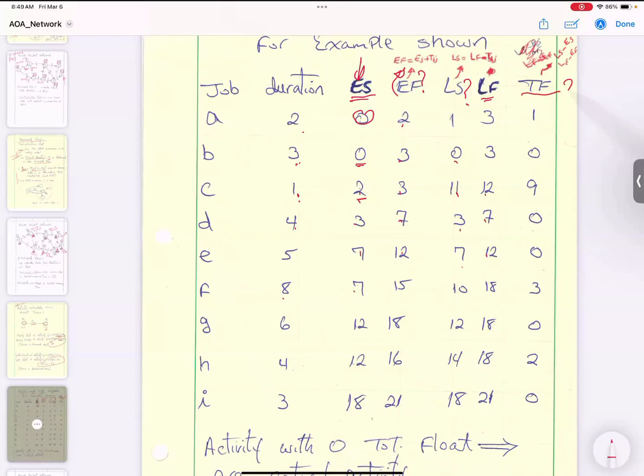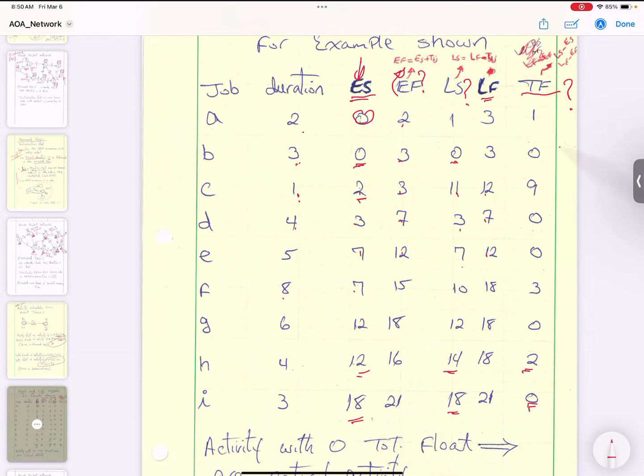And then the last column, how do you calculate this one? That's the time float. It is latest start minus earliest start. 1 minus 0 is 1. 0 minus 0 is 0. 11 minus 2 is 9. 3 minus 3 is 0. 7 minus 7 is 0. 8, correct? Latest start minus earliest start. 10 minus 7 is 3. 12 minus 12 is 0. 14 minus 12 is 2. And 18 minus 18 is 0. So this is time float.